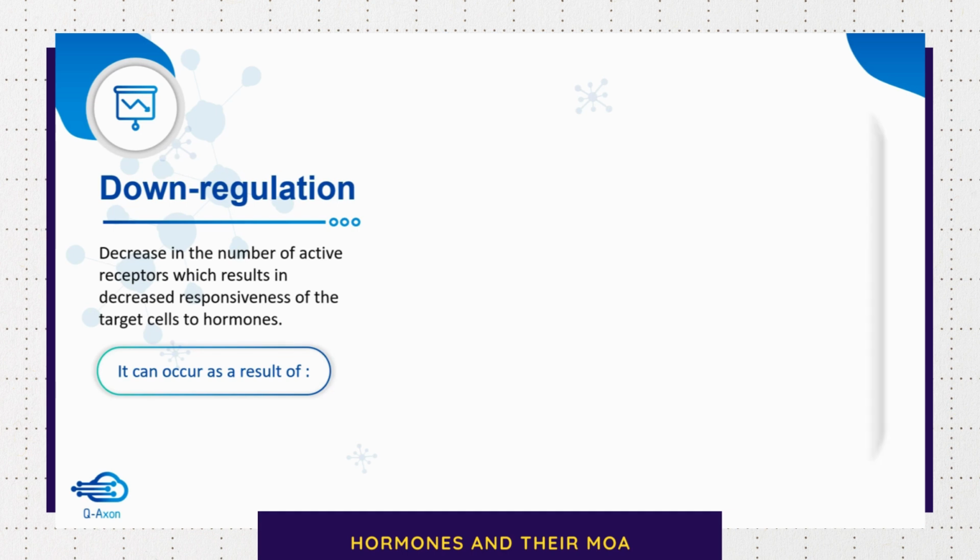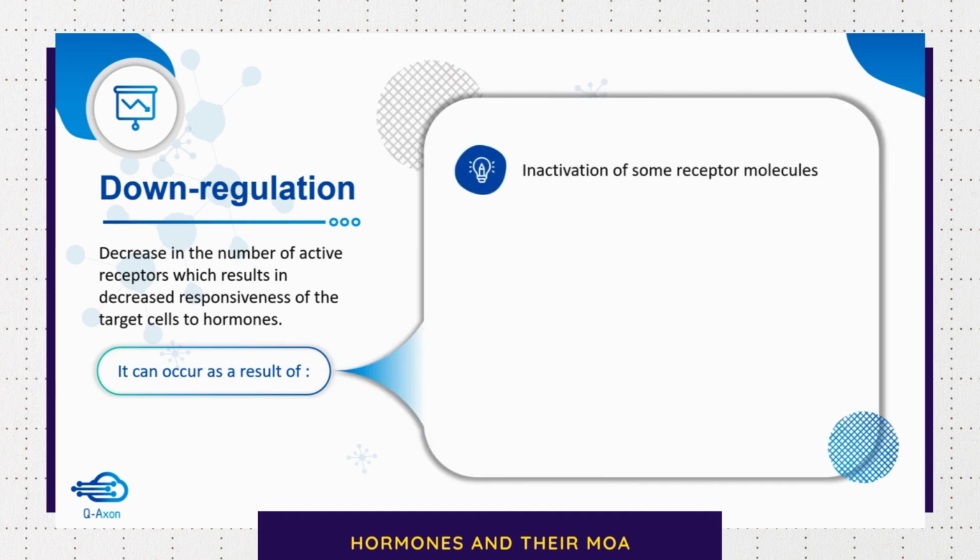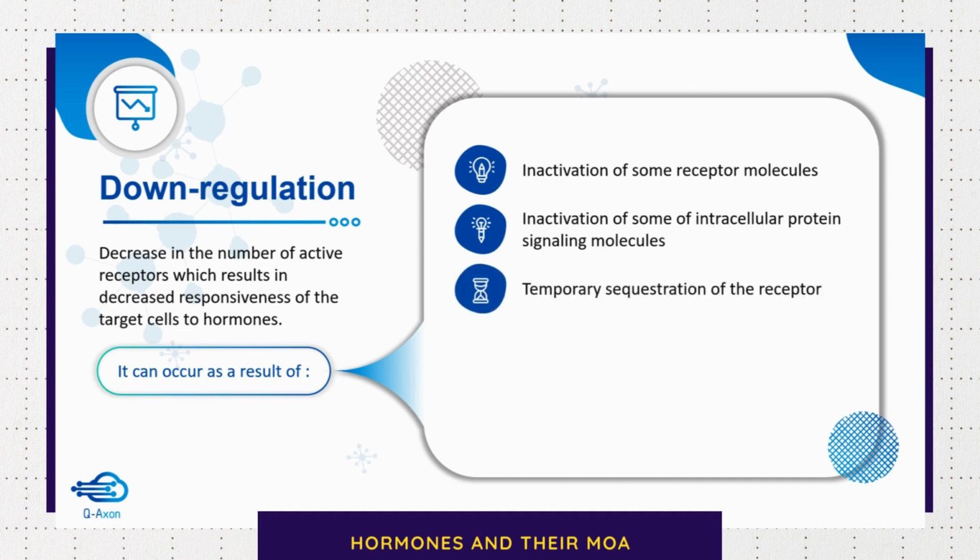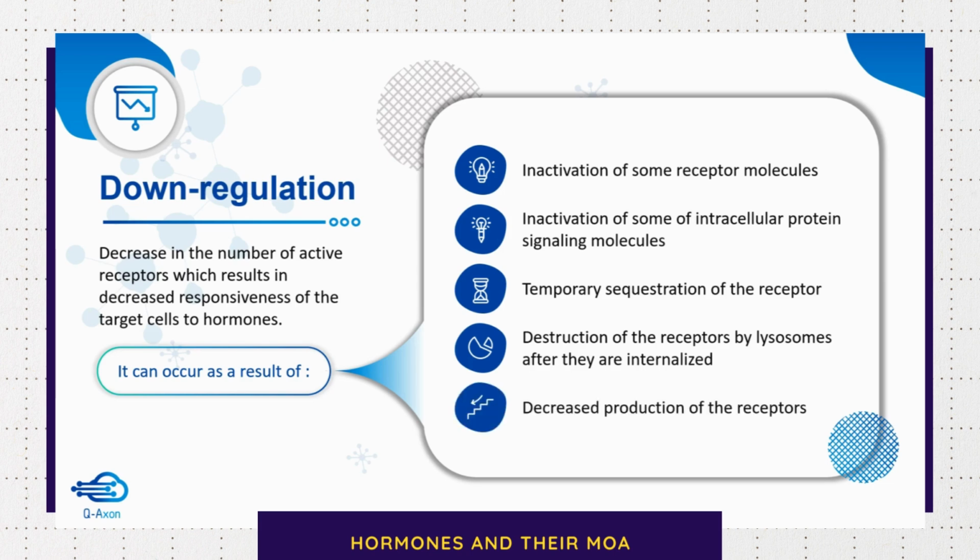It can occur as a result of inactivation of some receptor molecules, inactivation of some intracellular protein signaling molecules, temporary sequestration of the receptor, destruction of the receptors by lysosomes after they are internalized, and finally it can be due to decreased production of the receptors.